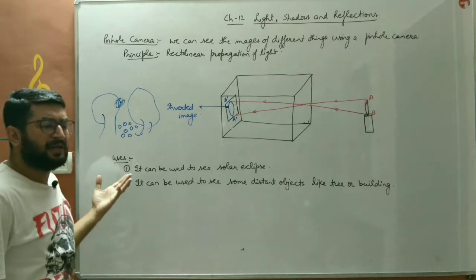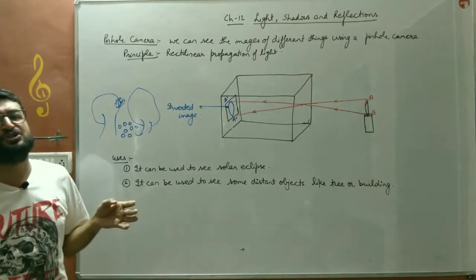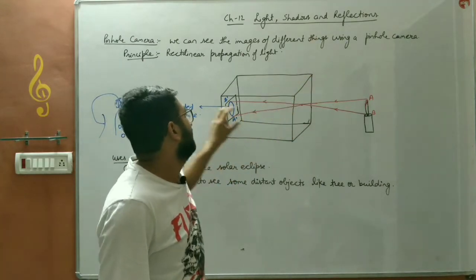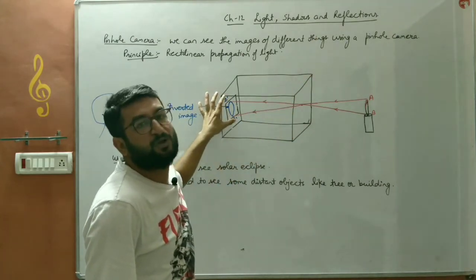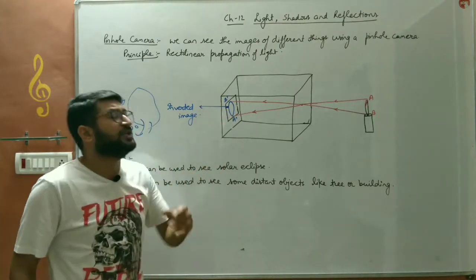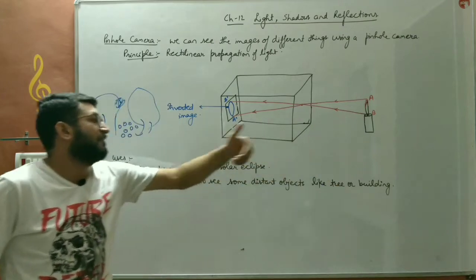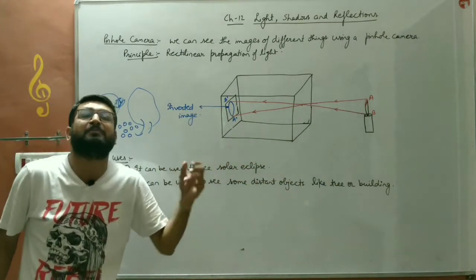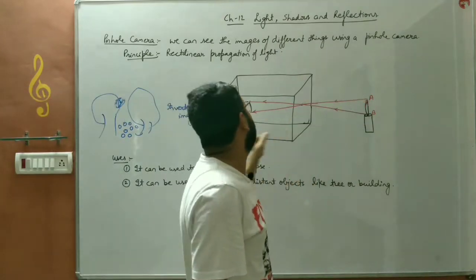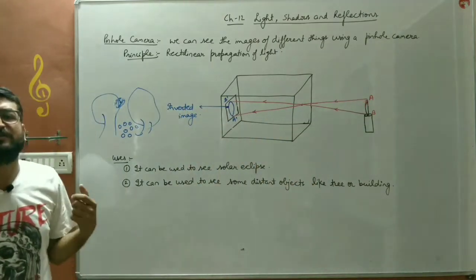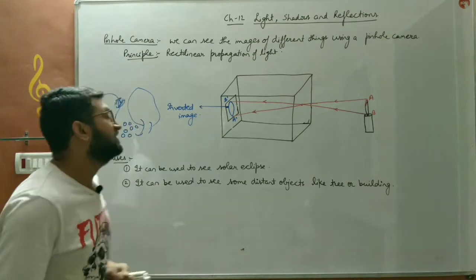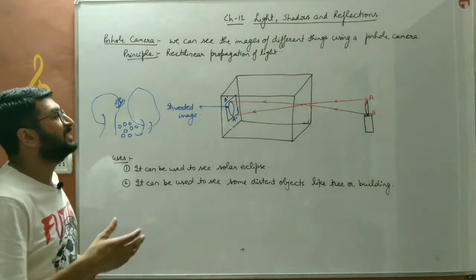The uses of pinhole camera. A pinhole camera can be used to see the solar eclipse. We place the pinhole camera towards the solar eclipse and we can observe the image of the solar eclipse on the butter paper. Next, it can be used to see some distant objects from a faraway place like a tree or a building, but it always forms an inverted image of that tree or building. What image will it always form, bache? Inverted. So these are the uses of the pinhole camera.